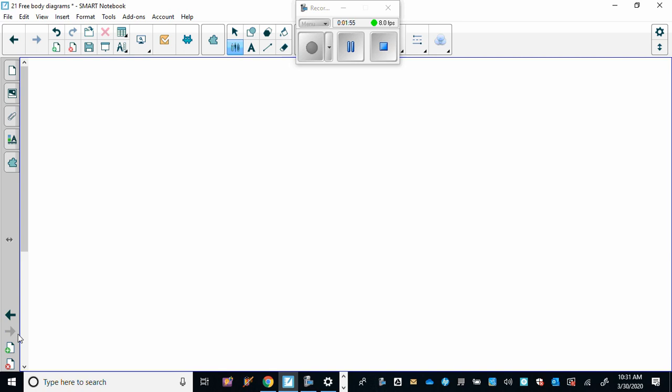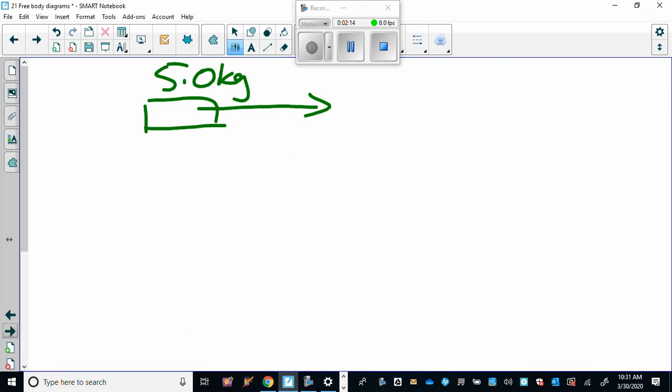Question 2. Question 2 talks about a curling rock. So let's change this to a hockey puck. Let's say you've got a hockey puck sliding along the ice. And let's say that this is a really, really big hockey puck. It's 5.0 kilograms. It's sliding along the ice in this direction. And it talks about a force of friction. So this is going to be the applied force. The force of friction is going to go this way, opposite the direction of motion. And for this question, they're asking for the coefficient of kinetic friction.